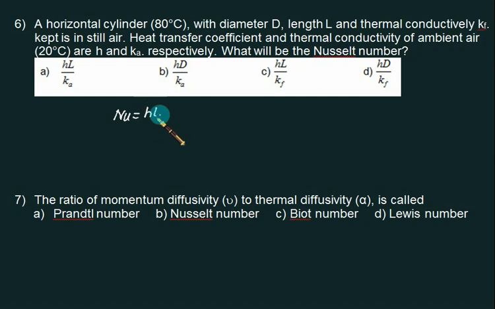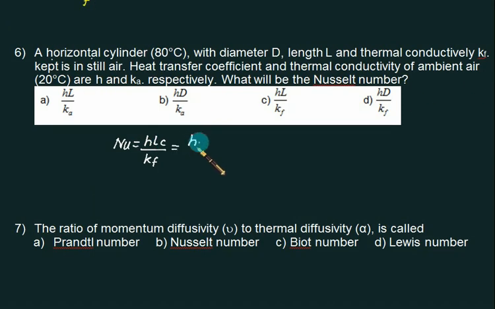So Nusselt number in this case is given by h Lc by k. Since the cylinder is horizontal, the characteristic length is the same as the diameter. So h multiplied by d divided by k of fluid, that is k_a. So choice B is the correct choice.